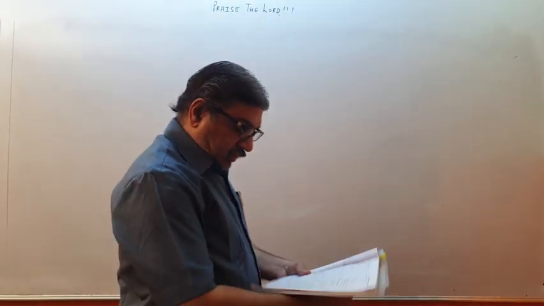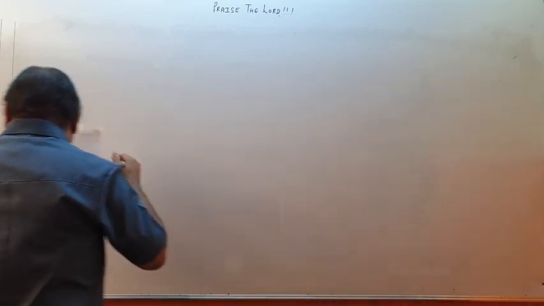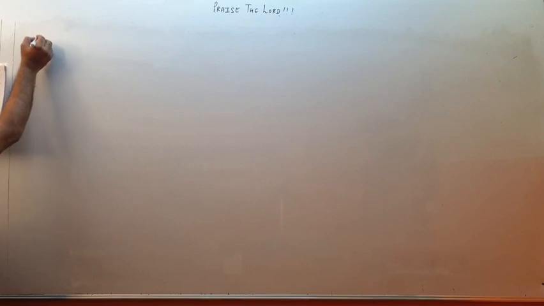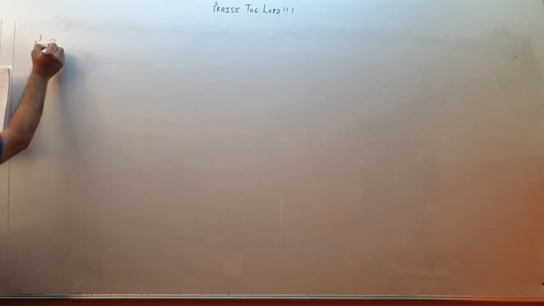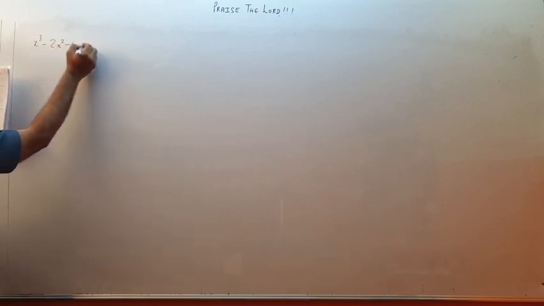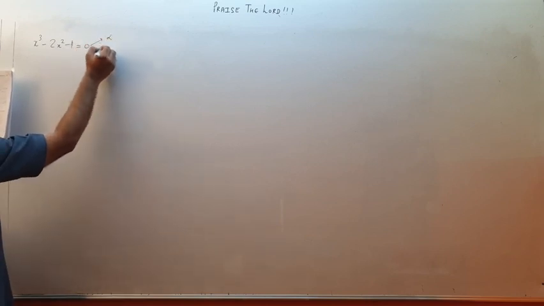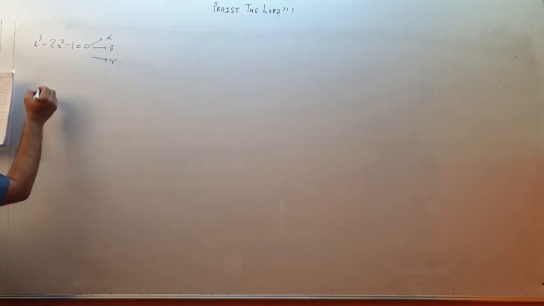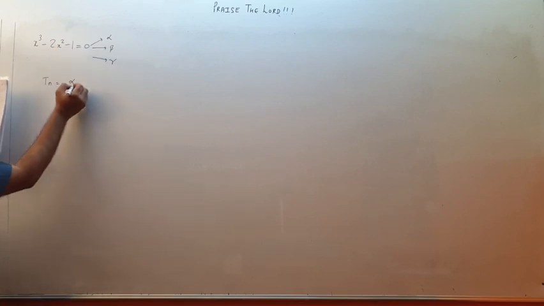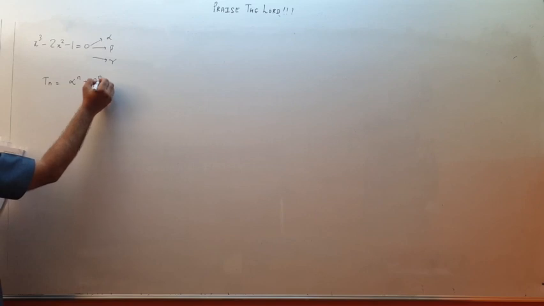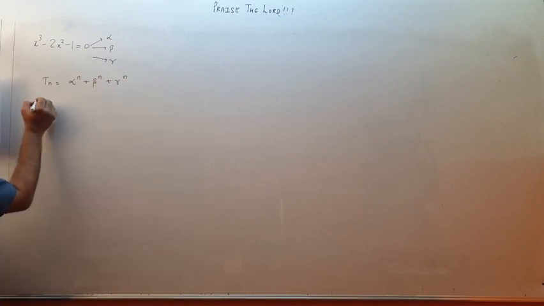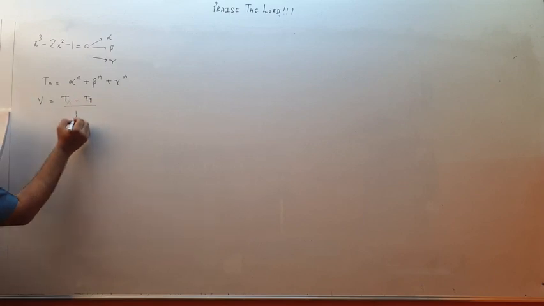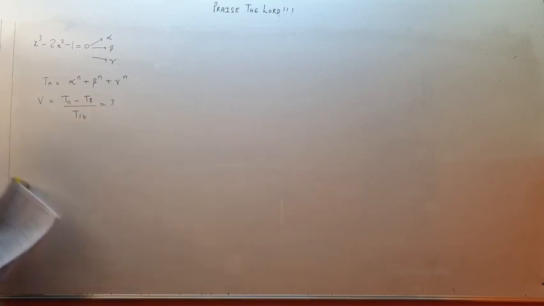See, first of all, I have an equation like x cube minus 2x square minus 1 equal to 0. Its roots are alpha, beta, gamma, and it is told to me that Tn is alpha^n plus beta^n plus gamma^n. We have to find the value of (T11 minus T8) upon T10. What will be this value?